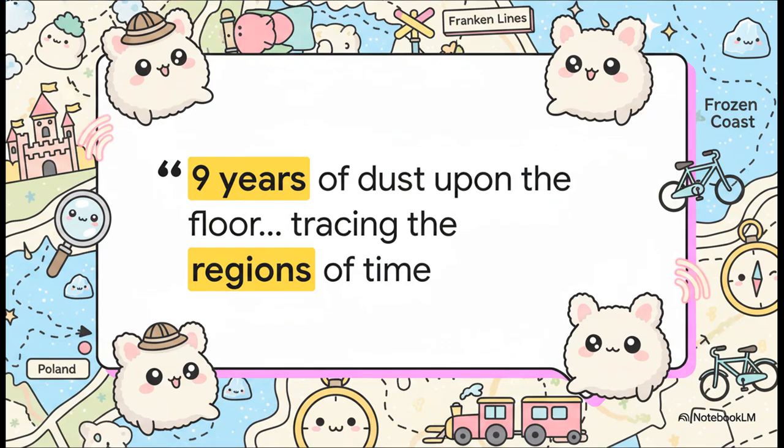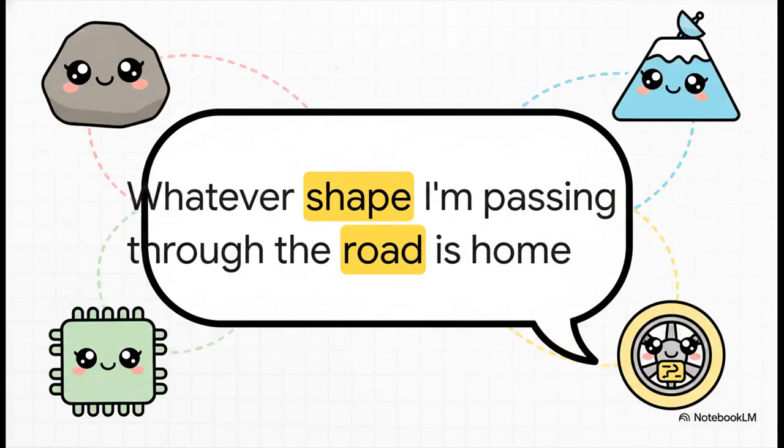The writer speaks of 9 years of dust upon the floor and tracing the regions of time. As they travel from the Franken lines all the way to the frozen coast, crossing through Poland's borders and German nights, they aren't just covering physical miles. They are navigating deeply personal history alongside massive geographic lines. They are literally reading the terrain of their own life in motion. And honestly, I think this is the core takeaway. The writer says, whatever shape I'm passing through, the road is home.